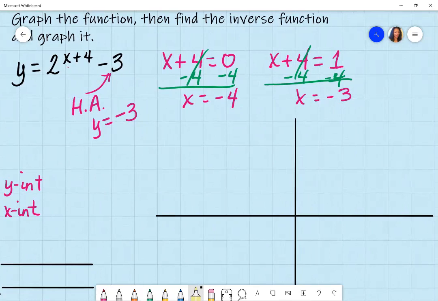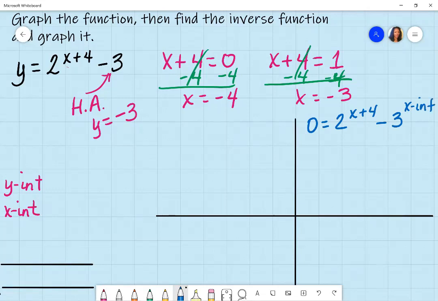If I'm trying to solve for my x-intercept, I'm going to go ahead and put the 0 in for y. Let's change colors here. 0 equals 2 to the x plus 4 minus 3, and I keep my x because that's what I'm trying to solve for. This is my x-intercept I'm looking for. So let's just keep track of that. I'm going to add 3 on both sides because I'm trying to get down to just my x on one side. I have 3 is equal to 2 to the x plus 4.